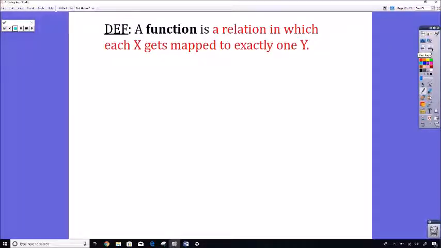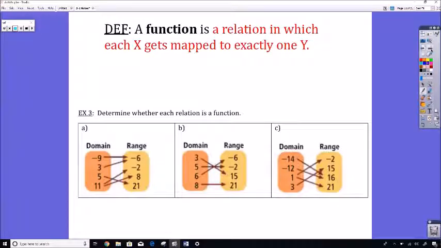So a function, and we're going to be talking a lot about functions, is a relation in which each x gets mapped to exactly one y. A relation in which each x gets mapped to exactly one y. Now this is easier to understand probably by looking at some examples. So let's go down to example 3. Determine whether each relation is a function.